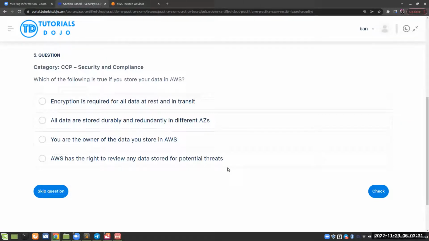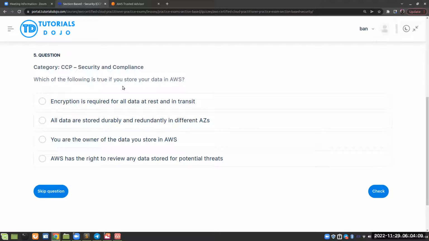Right. So the next question goes to you, Solly. Which of the following is true if you store your data in AWS? Just look at these statements and tell us which one is true. I think the third one is correct, that you are the owner of the data you store in AWS.